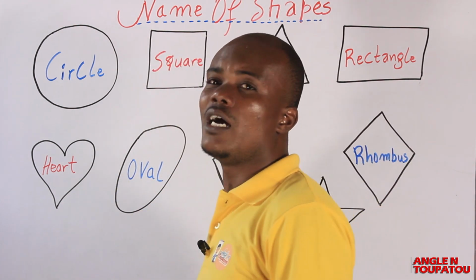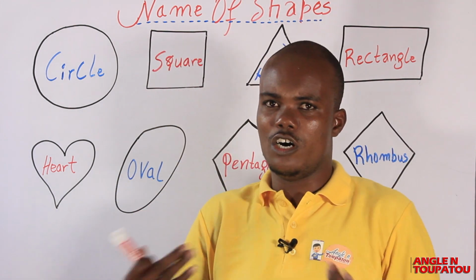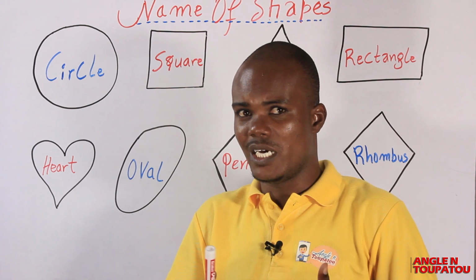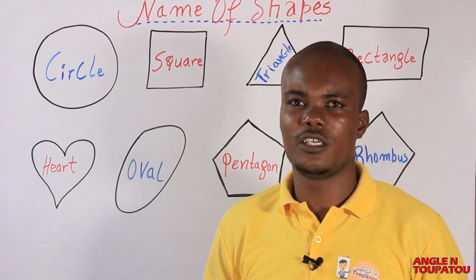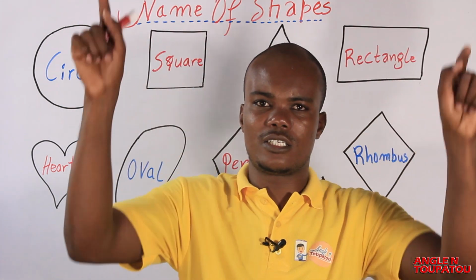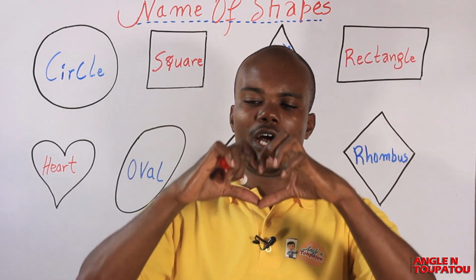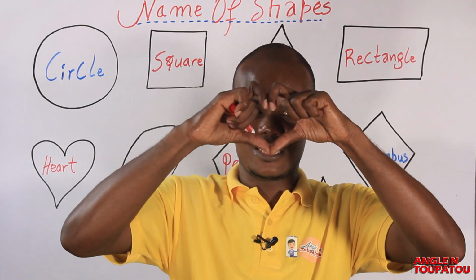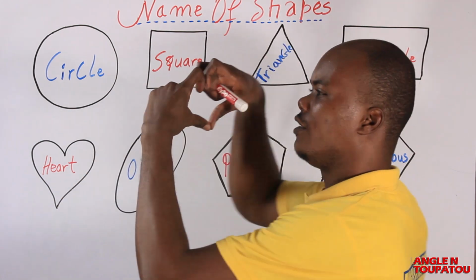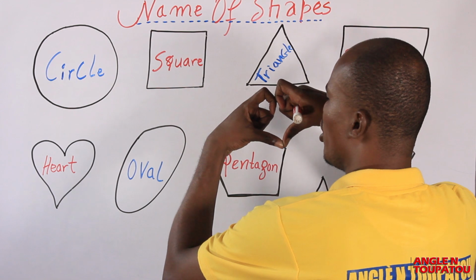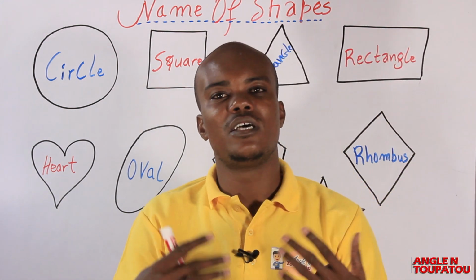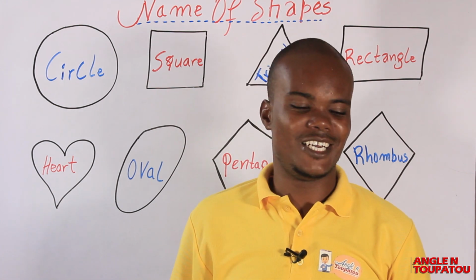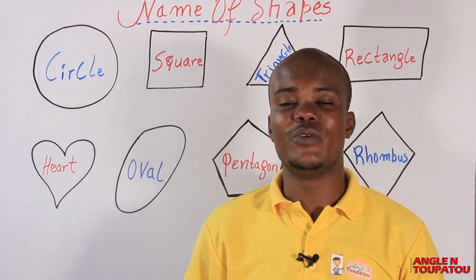After a rectangle, we got a heart. Heart, you know heart. It's an organ and it's inside of your body. But when I'm talking about shape, you see this. This is a heart. A heart is like this. Or some people do it like this. A heart. That means I love you.